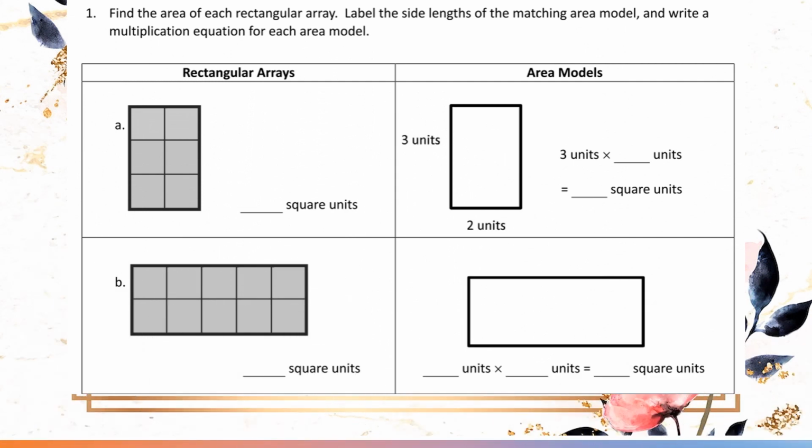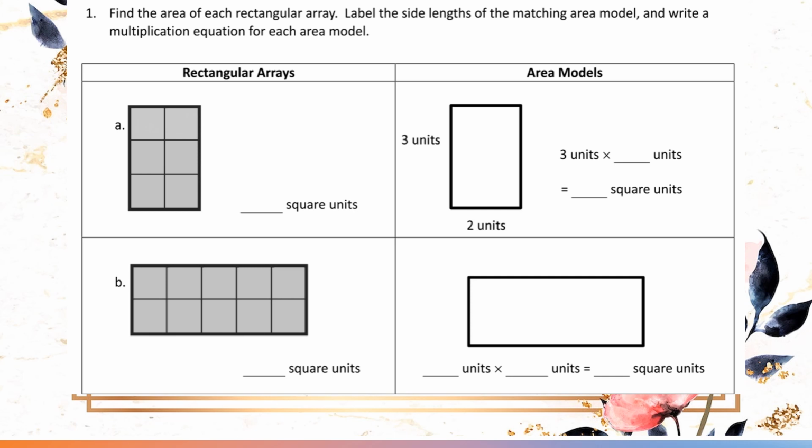Okay, let's take a look at number 1. Says find the area of each rectangular array, label the side lengths of the matching area model, and write a multiplication equation for each area model. Okay, so on one side we have rectangular arrays, and then on the other side we have area models.